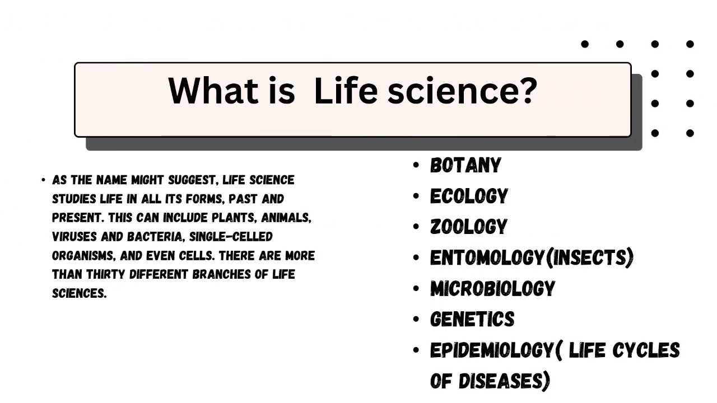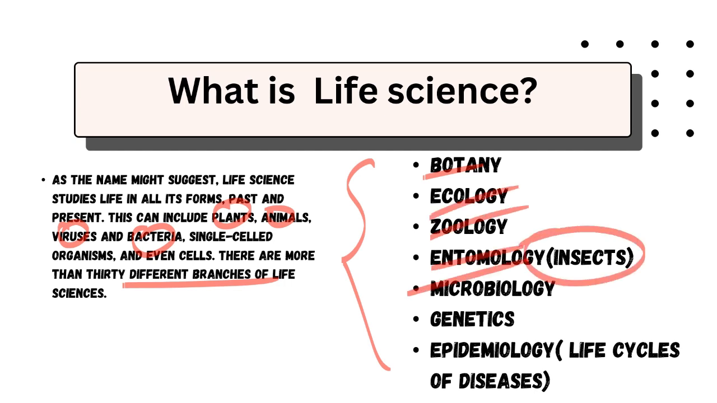First, what is life sciences? As the name suggests, it studies life in all forms, that is both past and present. It includes the study of plants, animals, viruses, bacteria, whatever has life will be covered under life sciences. And it is a very broad field. It has more than 30 different branches. Some of them I have mentioned here: botany, ecology, zoology, entomology, that is the study of insects, microbiology, genetics, epidemiology, that is the study of the life cycle of diseases, etc.